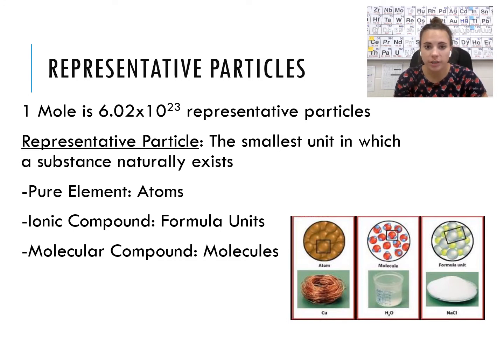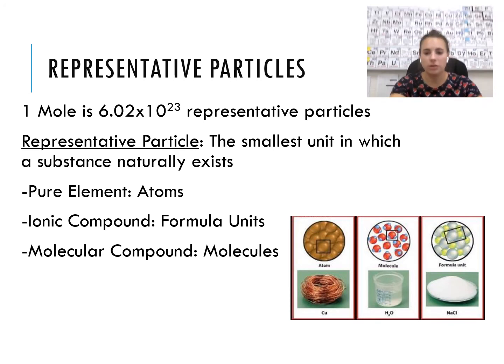So as I mentioned, 1 mole is 6.02 times 10 to the 23rd of anything. In chemistry, we consider it to be 6.02 times 10 to the 23rd representative particles. All a representative particle is the smallest unit in which a substance, an element or a compound, naturally exists. So for pure elements, the very basic subunit is an atom. For an ionic compound, the very basic subunit is called a formula unit.